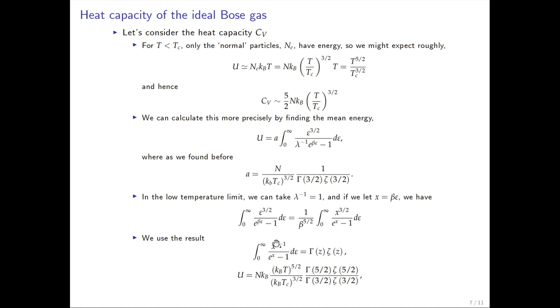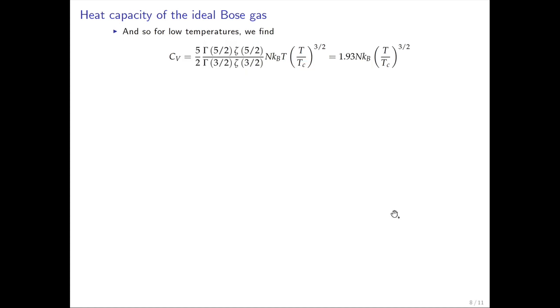At low temperatures, we don't mean just T below TC, by the way. We mean when x is small; you can see we need beta over epsilon to be small. But anyway, we'll come back to that.